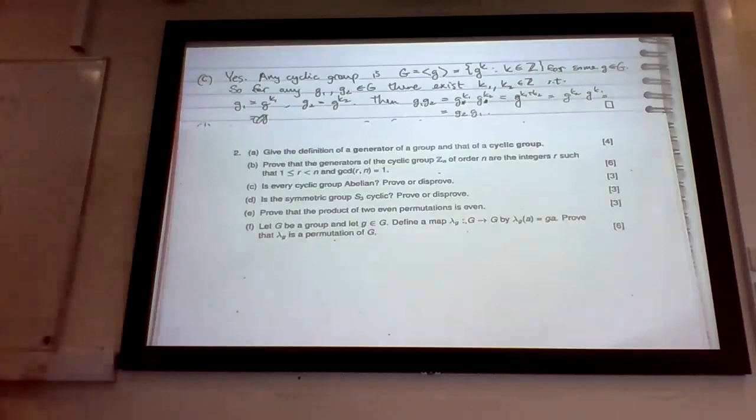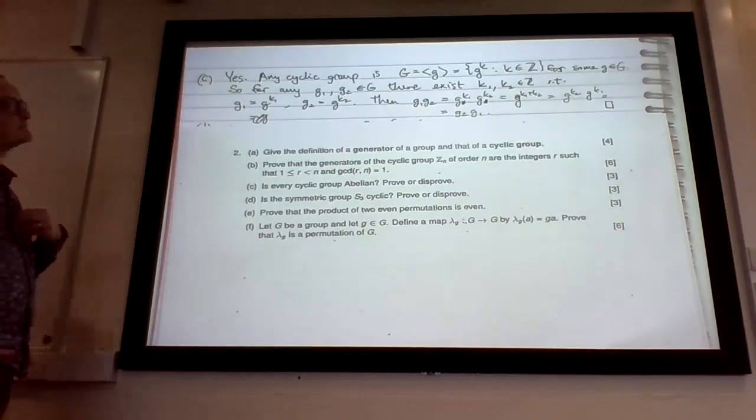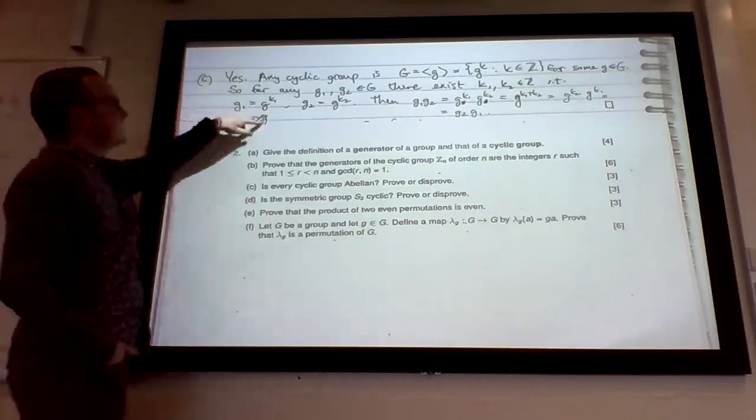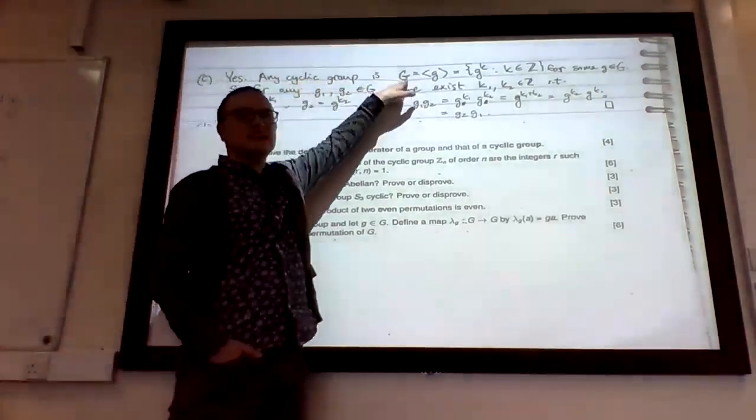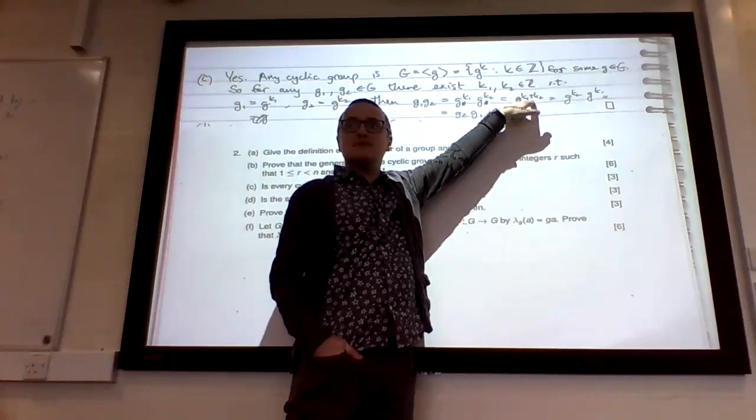But I'm assuming they're going to be marking everything. The person marking it wants to know that the person writing it understands. Okay, so you could say the cyclic group gets its abelian nature from the abelian nature of adding exponents.